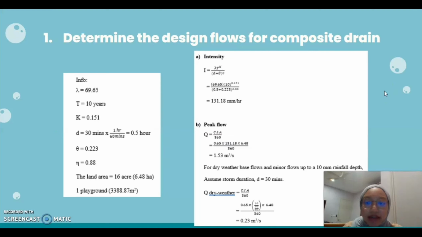The left side is the info. The first one is we have to find the intensity, which is 131.18 mm per hour. For the peak flow, we get 1.53 meter cube per second. Q dry weather, we get 0.23 meter cube per second.